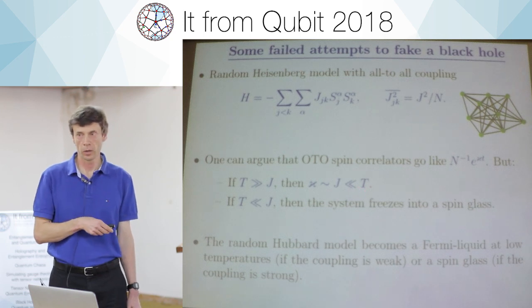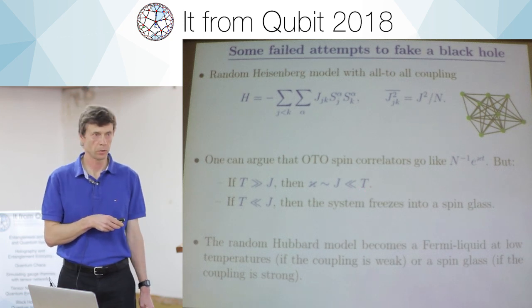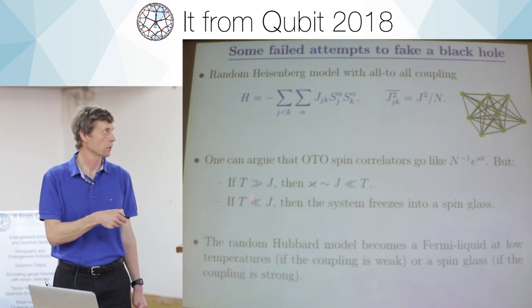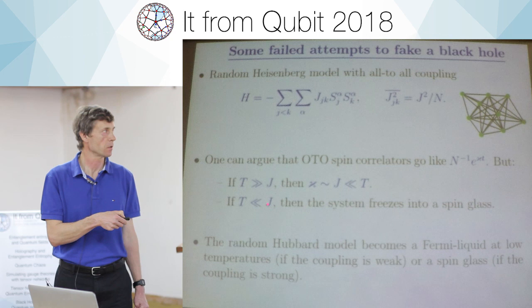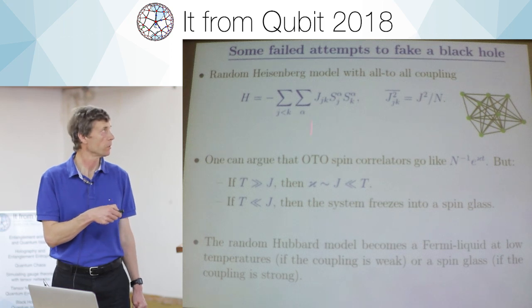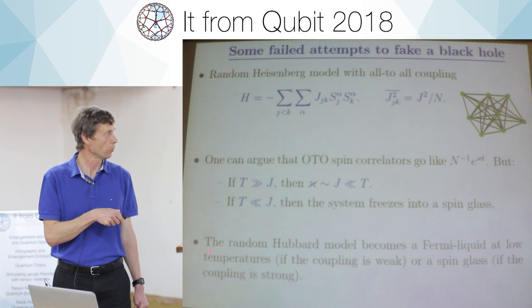So we're not in the universal regime, nothing similar to black holes. We would like to take temperature to 0, make it much less than J. Unfortunately, this type of system is unstable to spin glass ordering. So this system doesn't work.